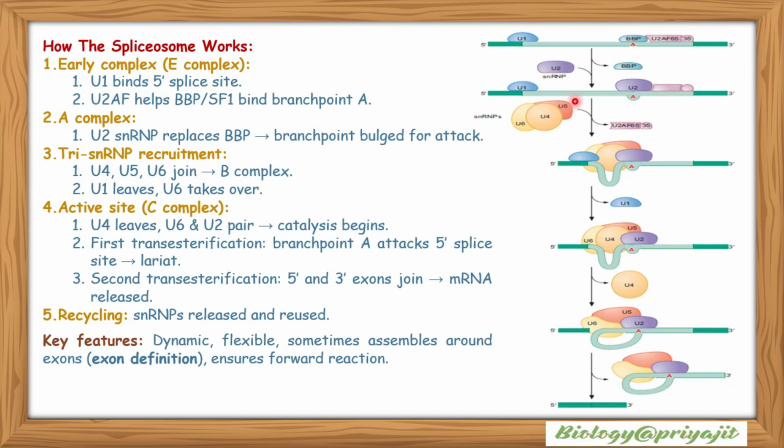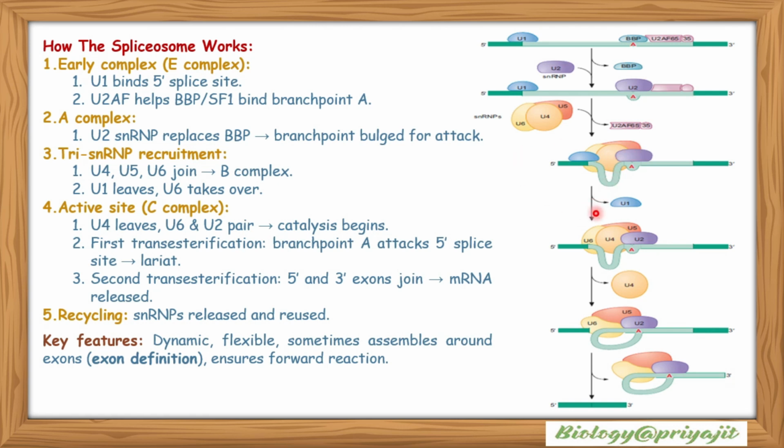U2 snRNP will come and it will replace the BBP and bind, associated with the U2AF65, and it will bind the branch point, bulged for attack. So there should be a bulging, and then tri-snRNP will be recruited at the site. U4, U5, U6 will join and it will remove the U2AF65, and they will form the B complex.